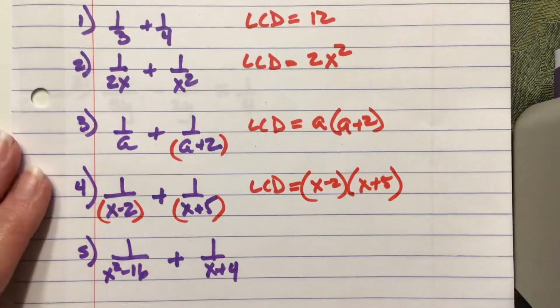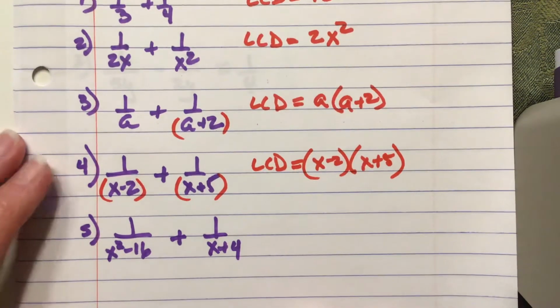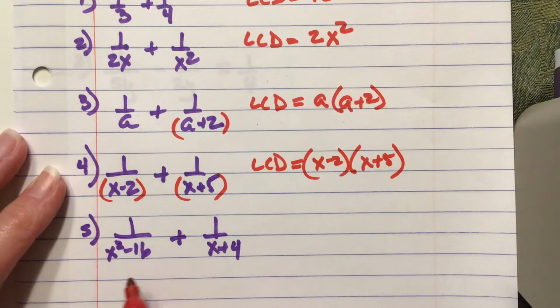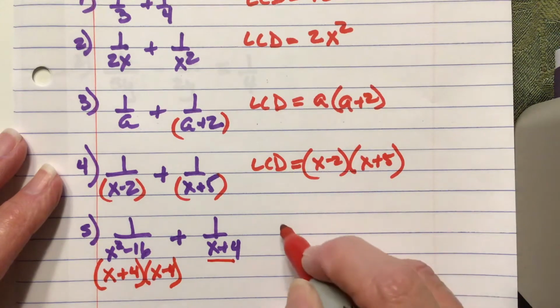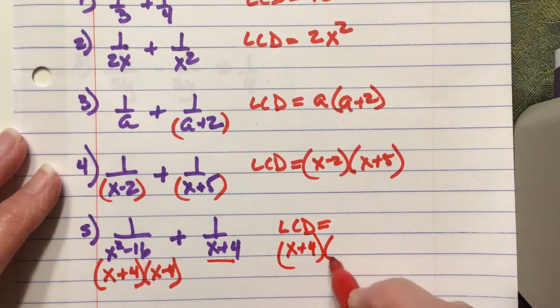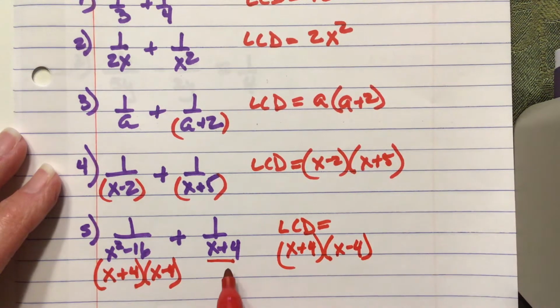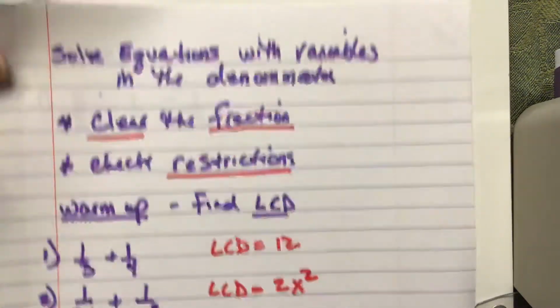And then my last one, 1/(x squared minus 16) and 1/(x plus 4). Not too sure what my denominator should be, so let me look at the factors here. This is a difference of squares, (x plus 4) times (x minus 4). And this one already has the x plus 4, so my common denominator is just going to be (x plus 4) times (x minus 4), because if I multiply this by x minus 4, I get my other side. So now I'm going to use those types of common denominators, and I'm going to solve some equations.